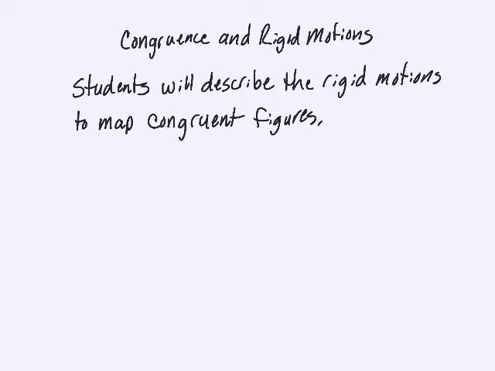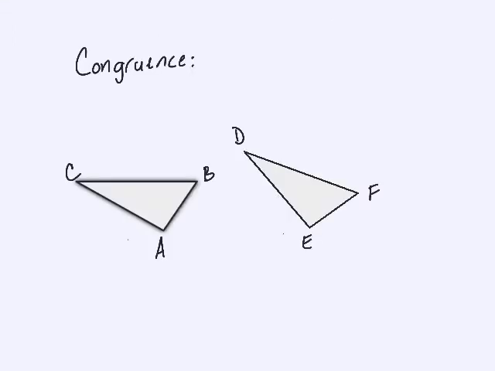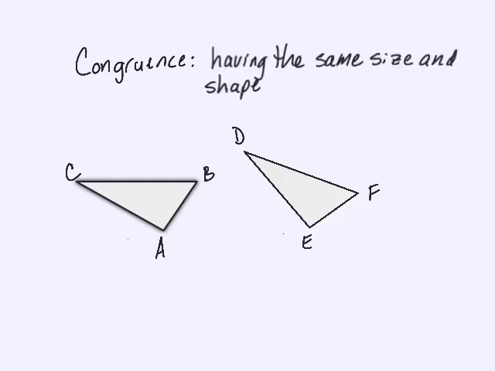Okay, the objective in this lesson is students are going to describe the rigid motions needed to map congruent figures, to map one figure to the other. So we've previously defined congruence as having the same size and shape. And then when we know that they're congruent, we would write a congruent statement.